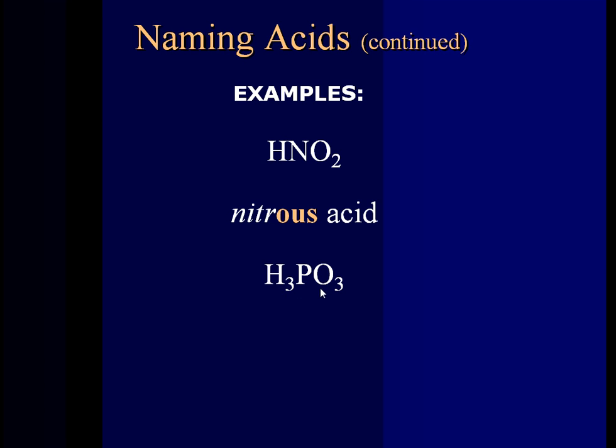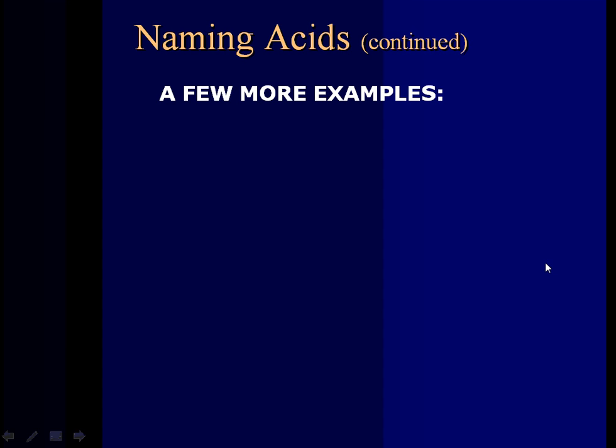H3PO3. Again, make sure you know your polyatomics, because PO4 is phosphate with a -3 charge. That's why we have 3 hydrogens here. So the name of this acid would be called phosphorus acid. Again, dropping the ITE and adding OUS. Let's look at a few more examples.